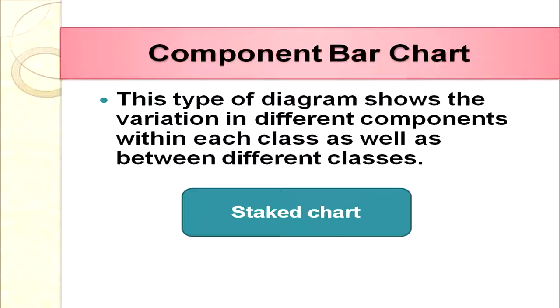That means in a single bar I will be able to identify that this portion belongs to this and that portion belongs to that. We are able to identify that, as well as it also shows variation between different classes. So, this type of diagram shows the variation in different components within each class as well as between different classes. For example, a stacked chart. Now, let us take an example to understand it better. Suppose this question is given to me.